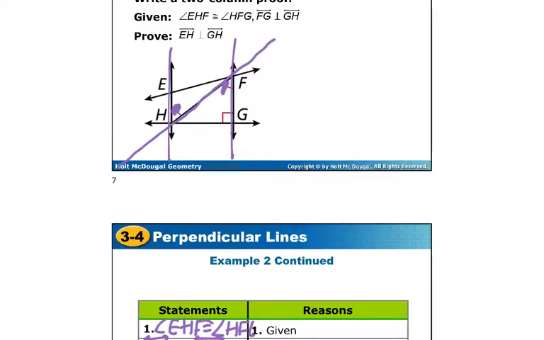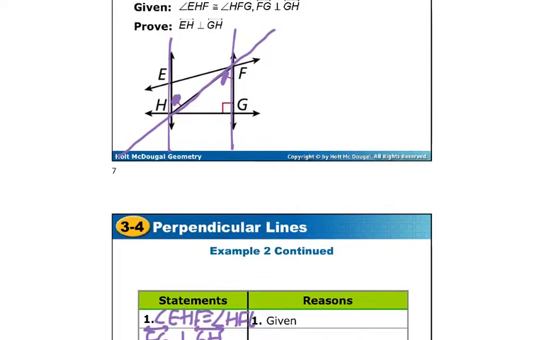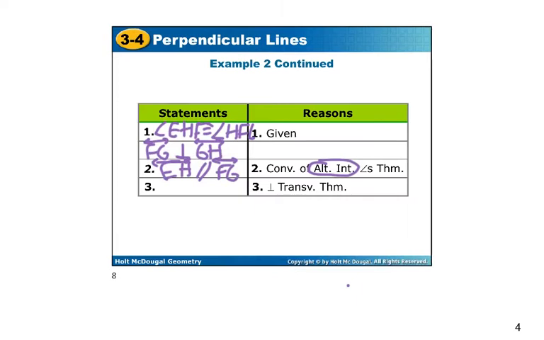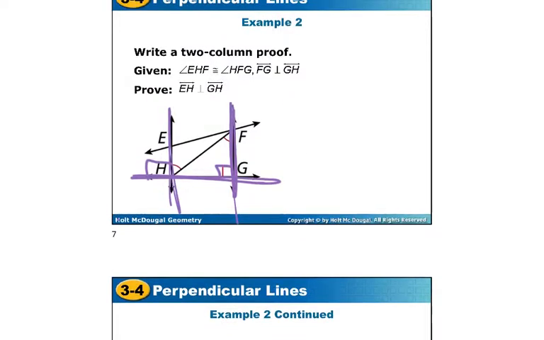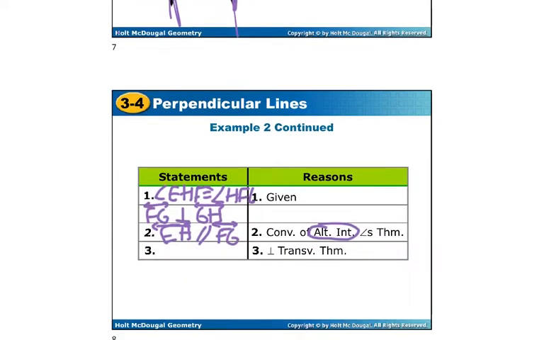All right, so that's those. And then finally we're going to be able to say that EH is perpendicular to GH. That's that idea that if we have 2 parallel lines, which we just identified, and there's this one line that one of them is perpendicular to, then this one is going to have to be perpendicular as well. They actually said it right here as perpendicular transversal theorem. Perfect. So that means that our final statement is this: line EH is perpendicular to GH.